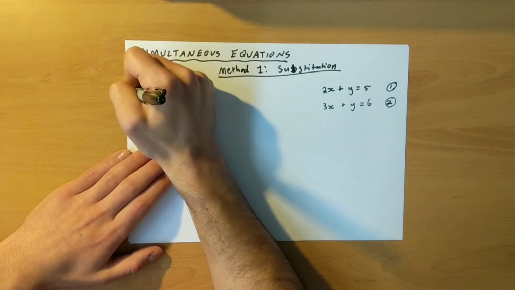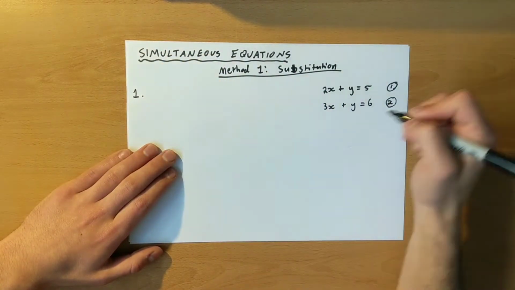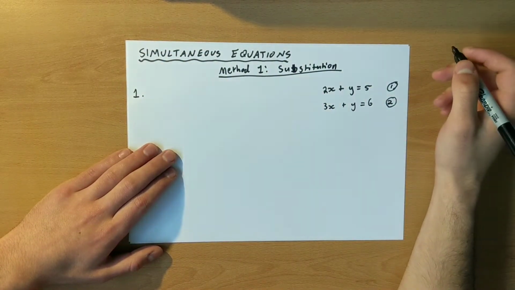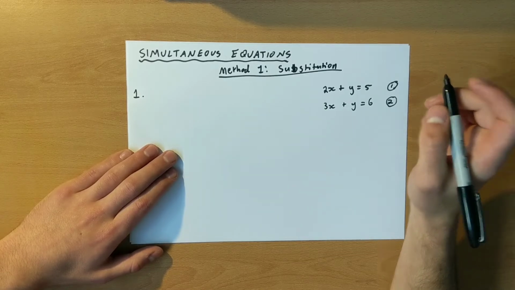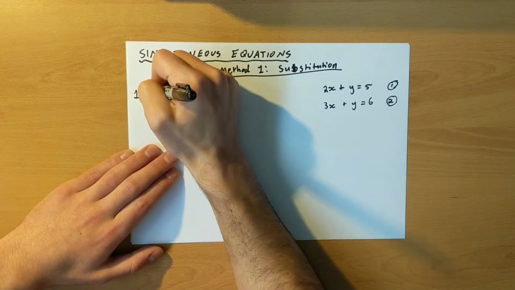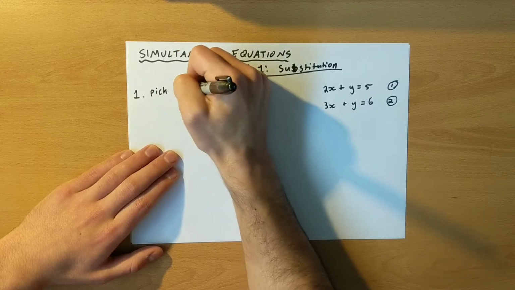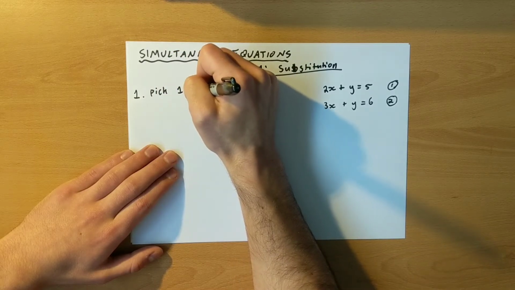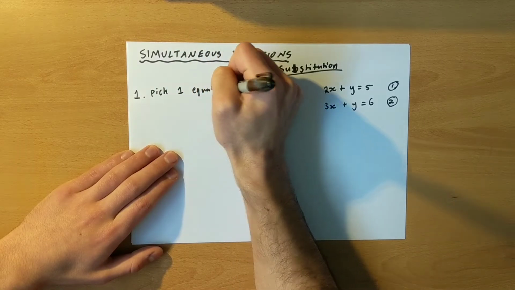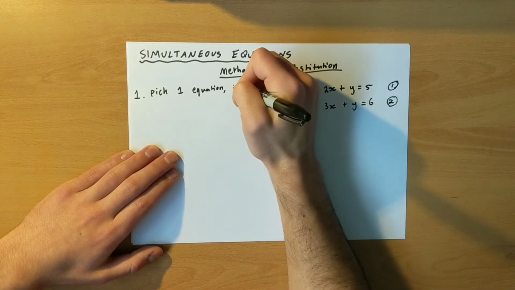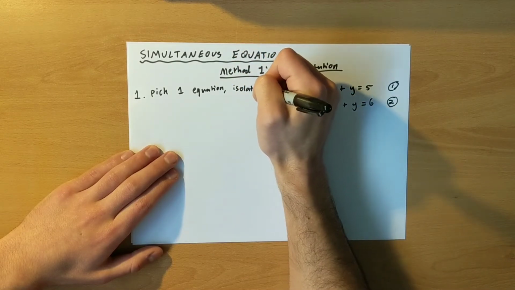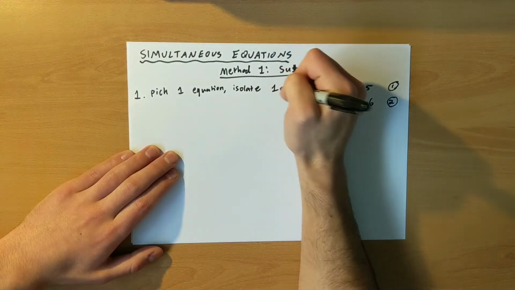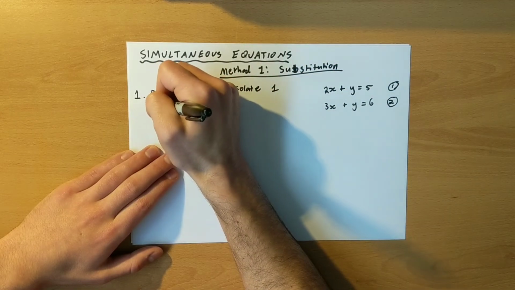So step 1, the first thing that I want you to do is to pick one of these two equations and isolate one of the variables. So we want to pick one equation and isolate one variable.